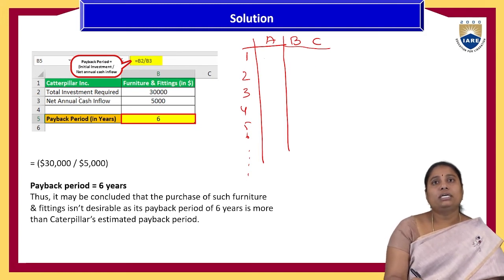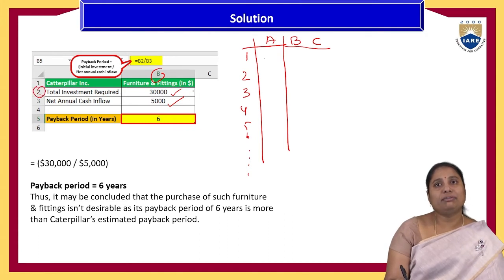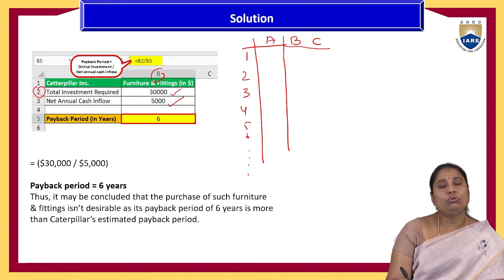In this one, the total investment required is $30,000. Net annual cash flow is 5,000. Actually, what is the formula? The investment divided by the net annual cash inflows. So we will use this formula. So here, the address of this particular investment is B2.